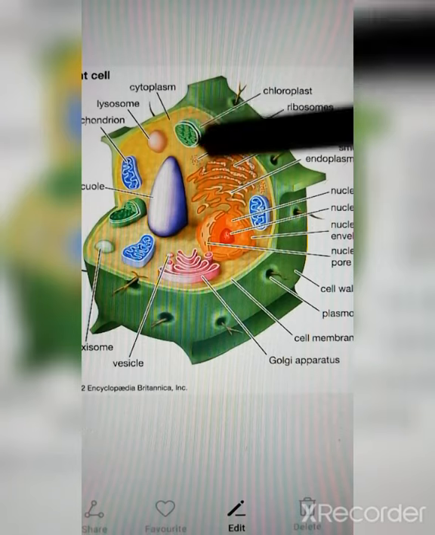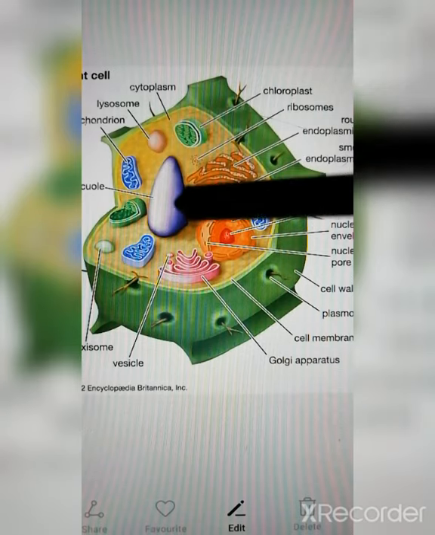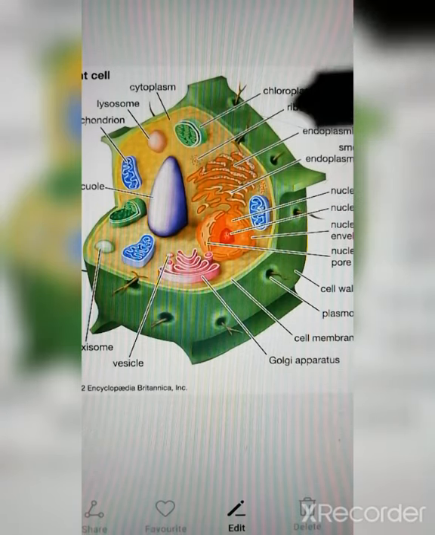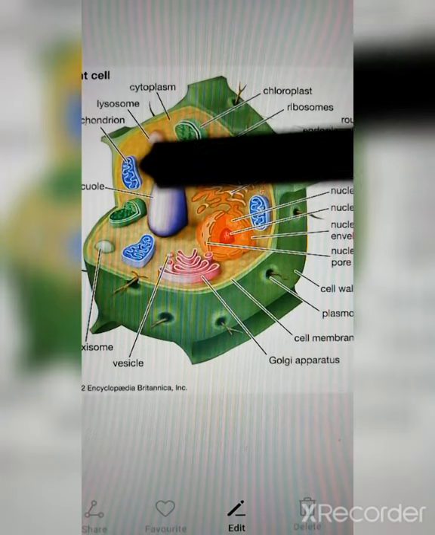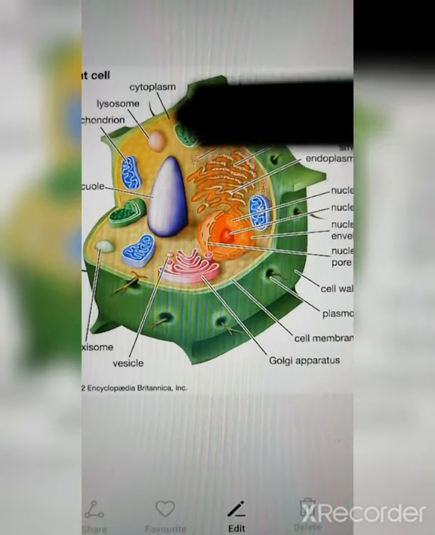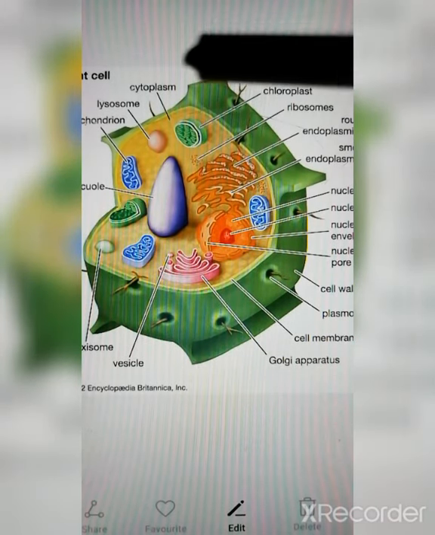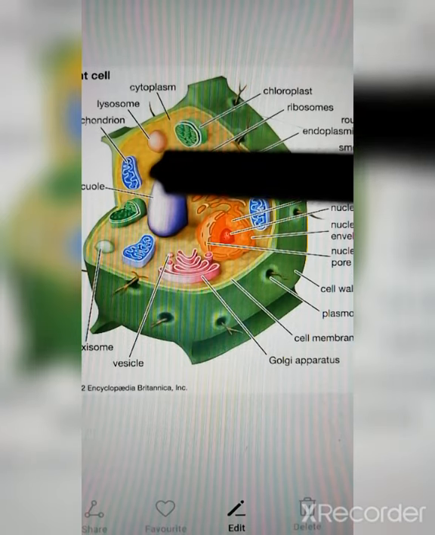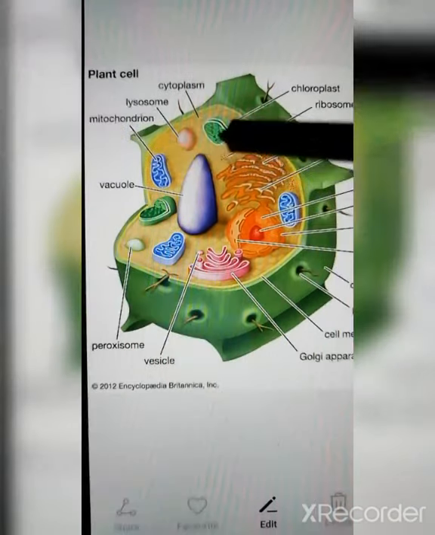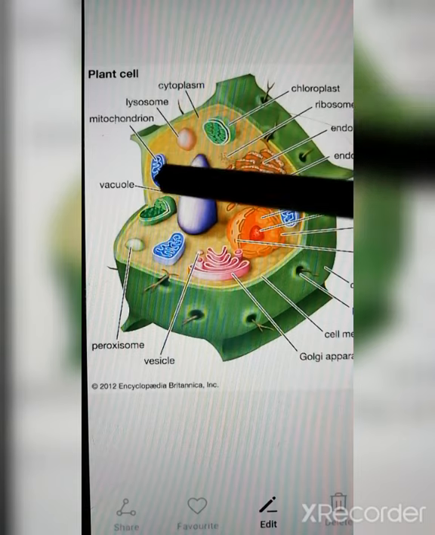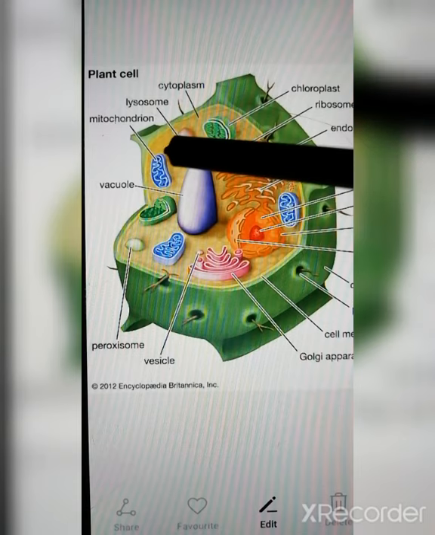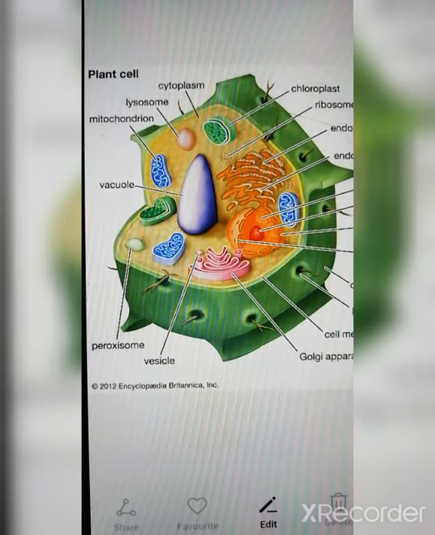So friends, the last important part of the cell organelles is the mitochondria. Mitochondria is the place which provides the energy to the entire cell. Mitochondria is generally small and spherical in shape. So observe the mitochondria over here. It is small and spherical in shape, also called cylindrical in shape.